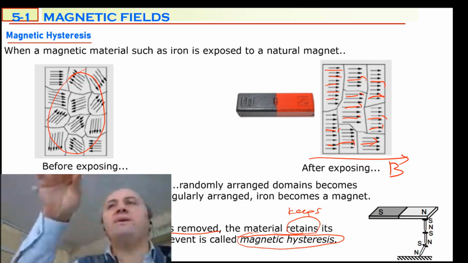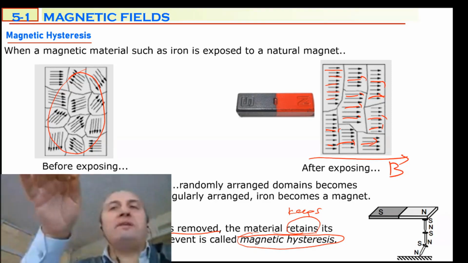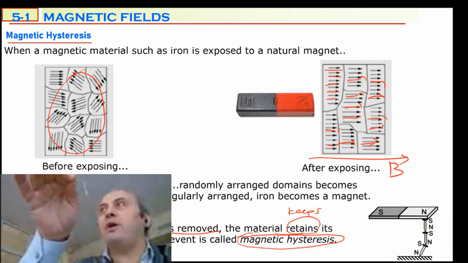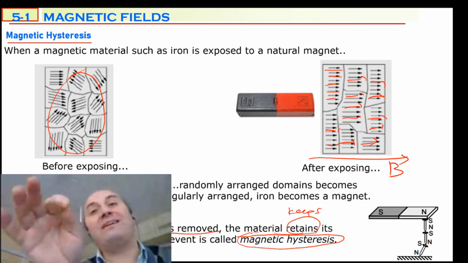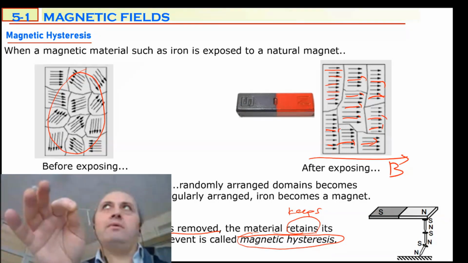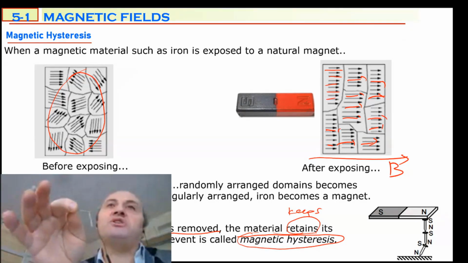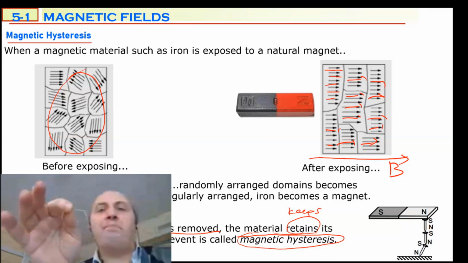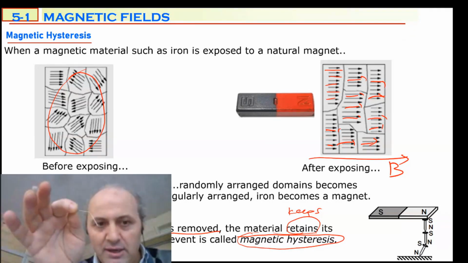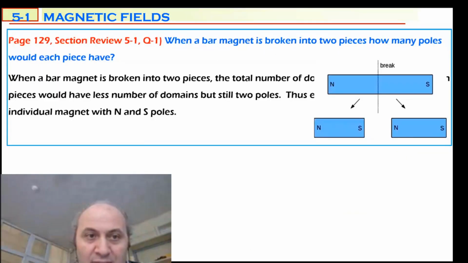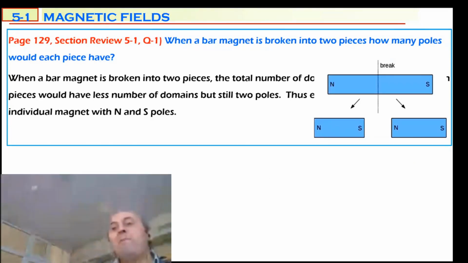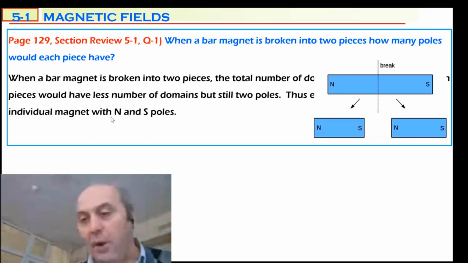As I said, this pin can hold another pin for maybe 10 minutes, maybe 20 minutes, maybe 1 hour, maybe 2 hours, but at the end, this pin will lose its magnetism because it's a magnetic material. A magnetic material can never be a permanent magnet. This question is also a ministry exam question: when a bar magnet is broken into two pieces, how many poles would each piece have?